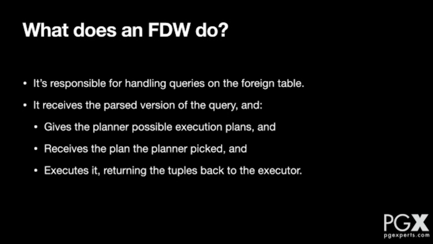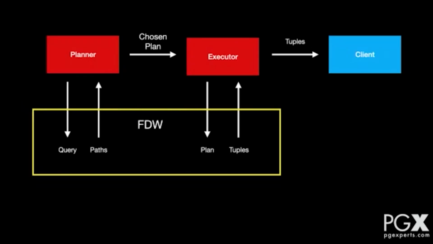So what happens is it gets the parsed version of the query and tells the planner, okay, I think I can execute this plan in the following ways. Those are called paths. The planner picks one for it and says, okay, do this one, I like that one. It executes it and it returns the tuples back to the executor. So it kind of looks like this. Here's your foreign data wrapper. The planner says, okay, here's a parsed query. Give me some paths. What a path is in Postgres is a potential way of executing a query.